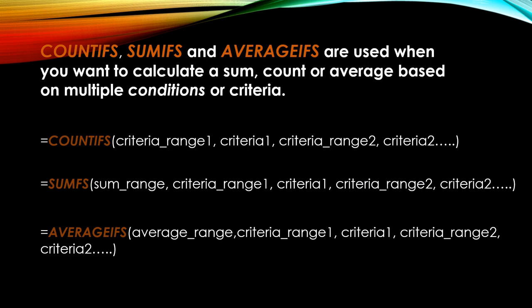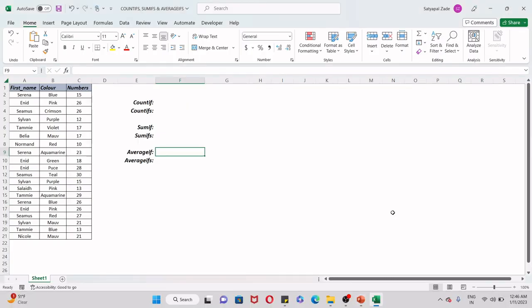There's just one additional piece, and that's right up front. You lead with either your sum range or average range. The sum range is the range of actual values that you want to take the sum of, which is followed by all of your criteria ranges and individual criteria. I know it's a little bit confusing at first, but I promise you, once you write a few of these formulas, they will start to become really natural. So now let's jump into Excel and I will walk you through some examples of the COUNTIFS, SUMIFS and AVERAGEIFS functions.